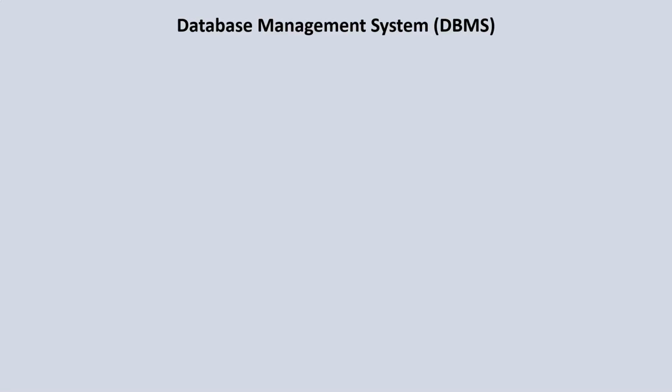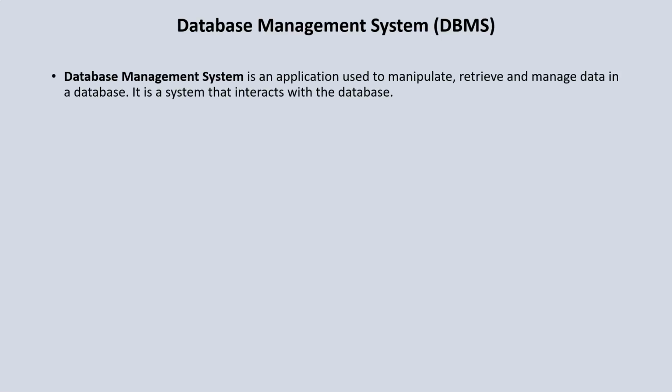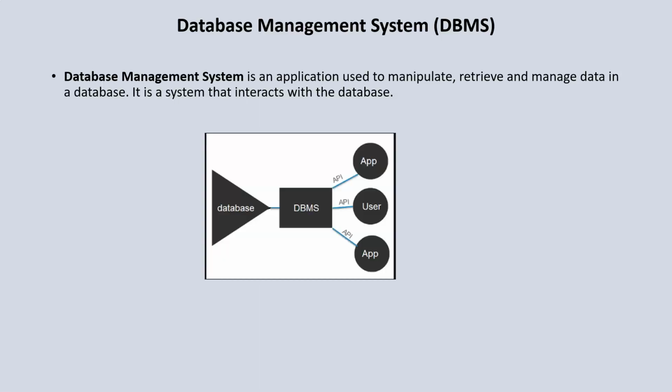But what is a database management system? A database management system is an application used to manipulate, retrieve, and manage data in a database. It is a system that interacts with the database. Let's look at this image. We have the database, but we also need to be able to retrieve data from the database. And that's really what the database management system does.